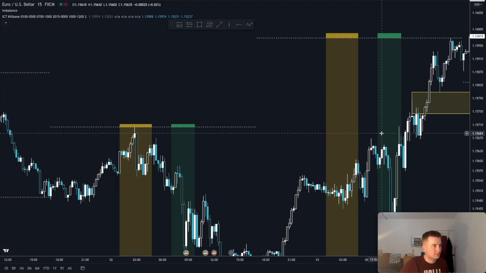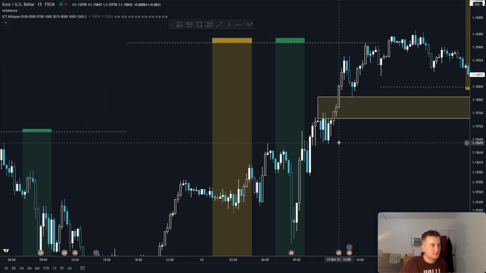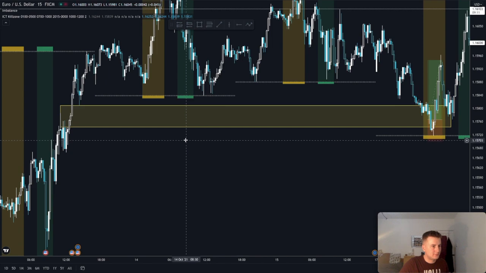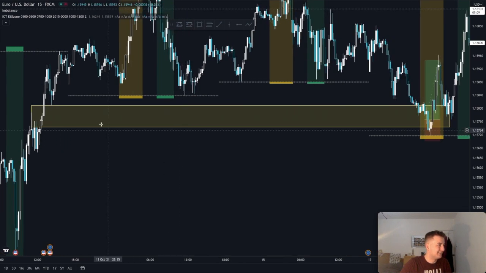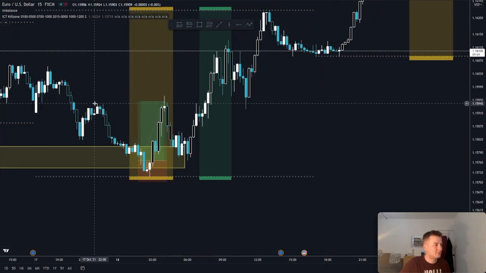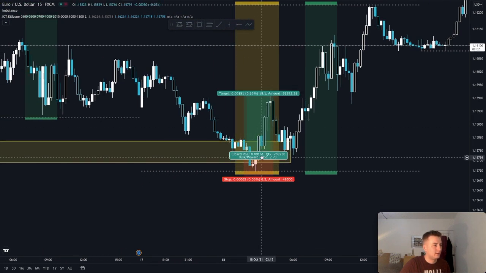And I set my stop loss. This is all on the 15-minute chart, by the way. Stop loss at that low, well, actually a bit above it, but it was below the imbalance. And I set my take profit at the high, and price pushed up, and I got out nice and quick, nice and easy.